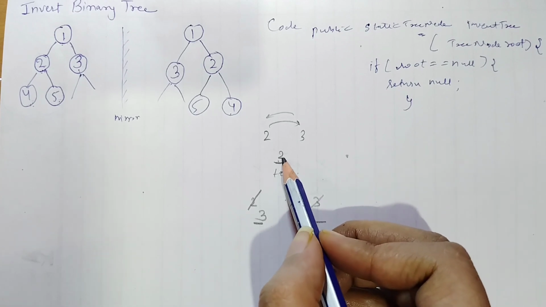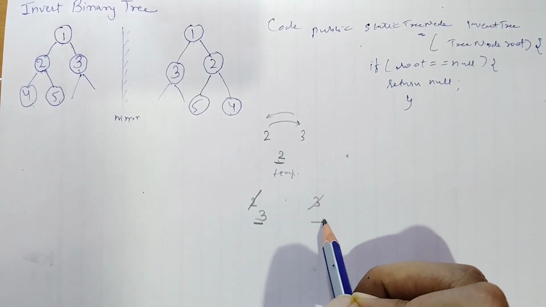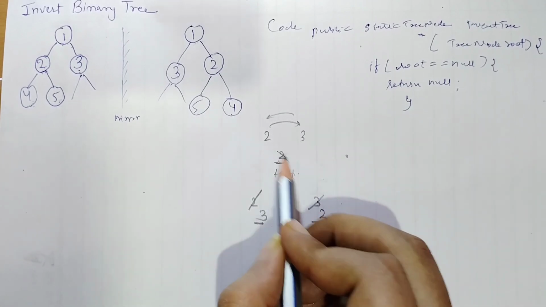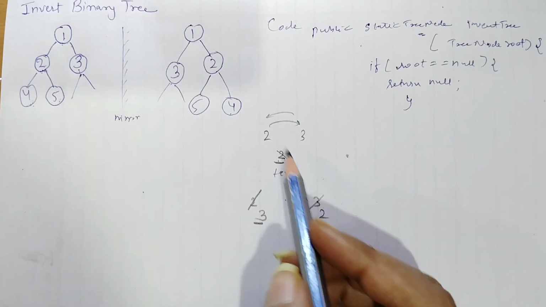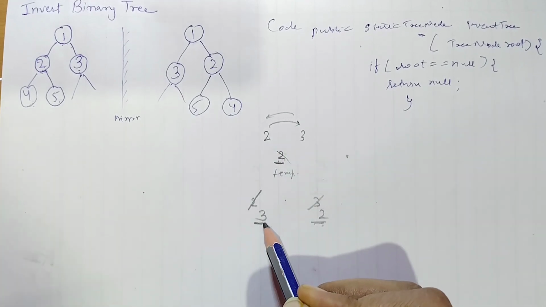Okay. So now the 2 which is present at the temporary place will come here at the 3 place, which is empty. So now 2 is here. So now temporary is empty. So now we have finally swapped our 2 and 3. 2 here and 3 here. So I hope you got this.